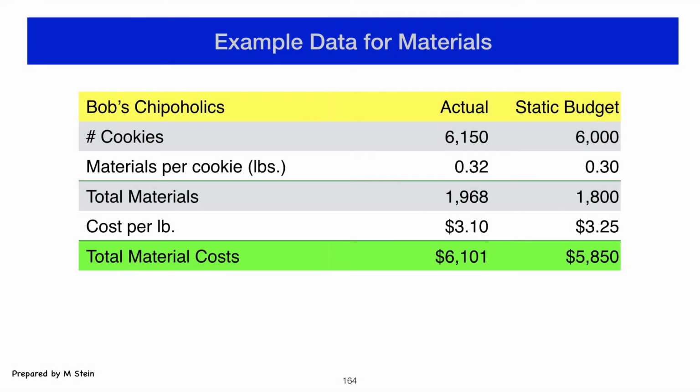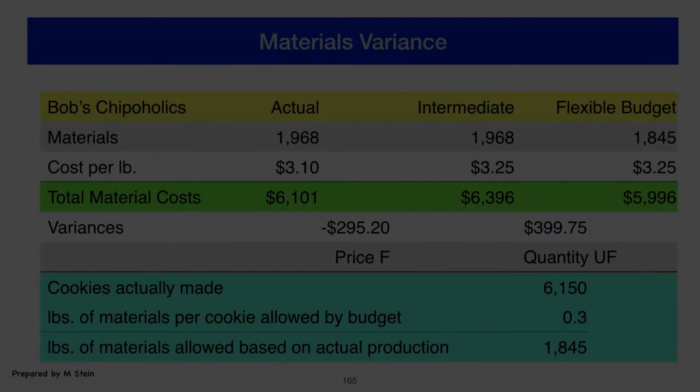Here is a numerical example for calculating the materials variances. Notice that we have 6,150 actual cookies produced, whereas the static budget called for 6,000 cookies to be produced. The total amount of materials used was 1,968 pounds as opposed to 1,800 pounds, and the cost per pound for materials was $3.10, while the budget had the cost per pound at $3.25. On the next slide, I'll show you how to calculate the variances.